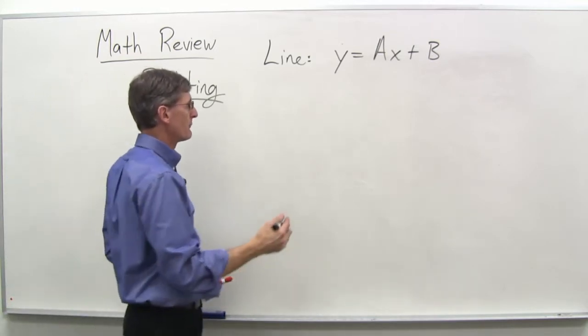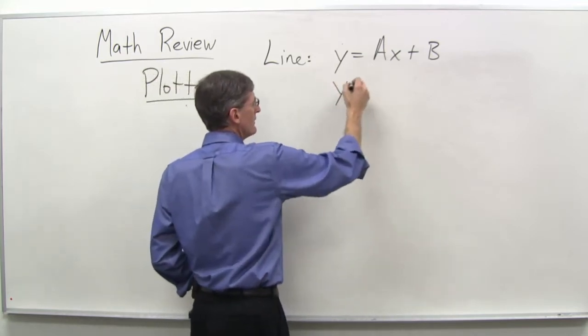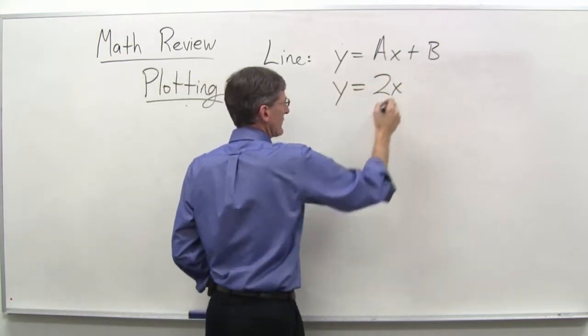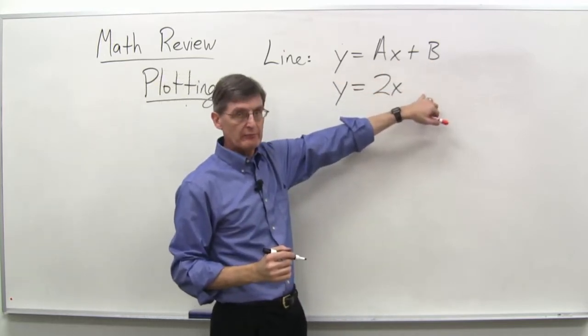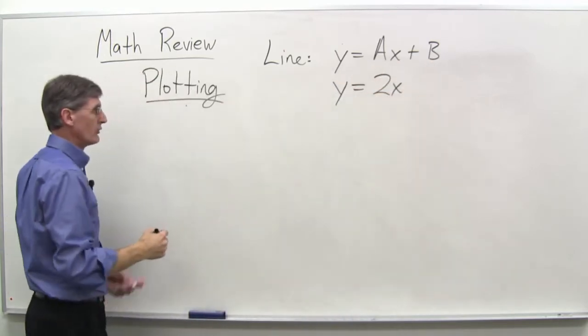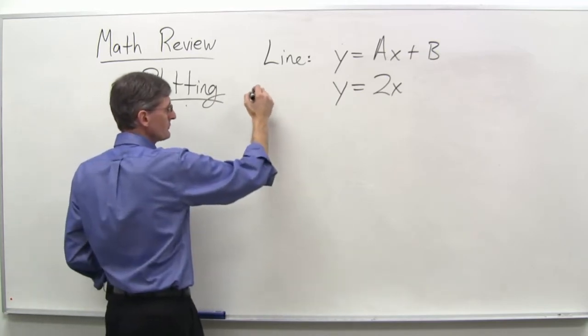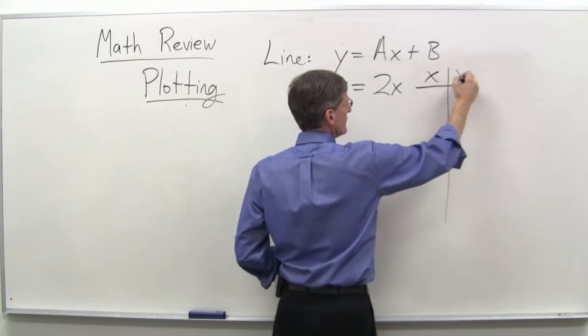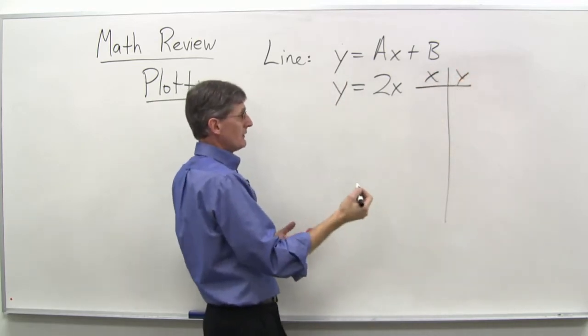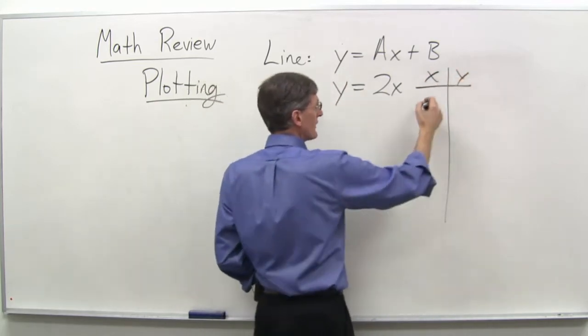Let's do a simple example. Let's just do, say, y equals 2x. So in this case, A is 2, B is 0. I don't have any B in this case. And so if we were going to plot this, let's choose some values here, x values and y values. Again, we'll just choose some nice values for x.